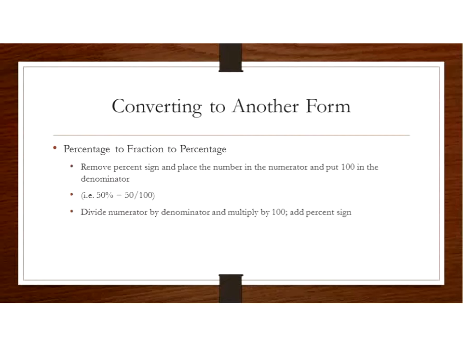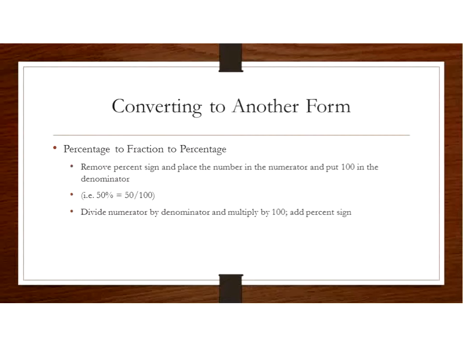Now I can convert a percentage to a fraction. In order to convert a percentage to a fraction, we need to remove the percent sign, place the number we get in the numerator, and then put the number 100 in the denominator. So, for example, if we had that 50% we were talking about, I will remove that percent sign. Now I have the number 50. That will be plugged into my numerator, and I will place the value of 100 in my denominator, and now we have a fraction.